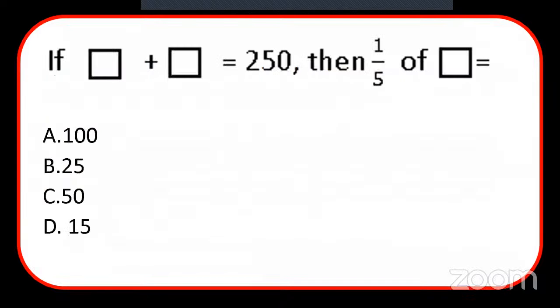Let's look at this one. If box plus box equals 250, then 1/5 of box is equal to what? Please don't put A, B, or C for your answer. Just put 100, 50, 25, or 15. All right. The correct answer is not C, guys. It is B. All right. So if box plus box is equal to 250, then 1/5 of box is equal to what?